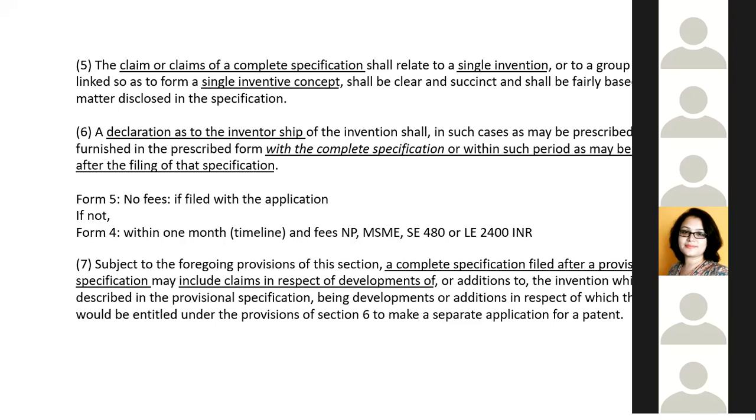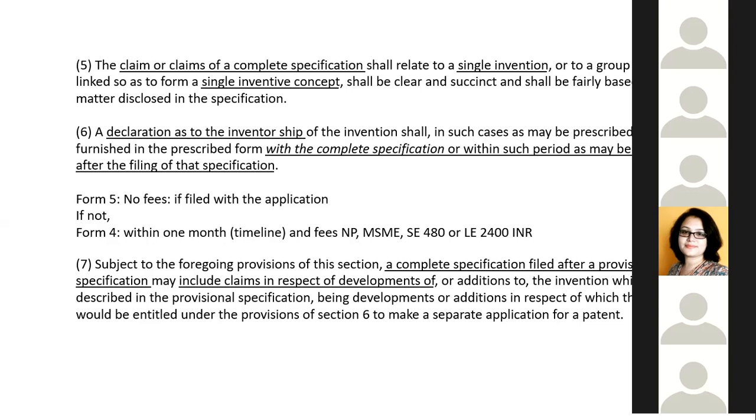Subject to the foregoing provision of this section, a complete specification filed after a provisional specification may include claims in respect of development of or addition to the invention which was described in the provisional specification, being developments or additions in respect of which the applicant would be entitled under the provision of section 6 to make a separate application for a patent.